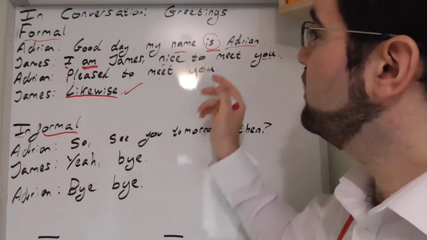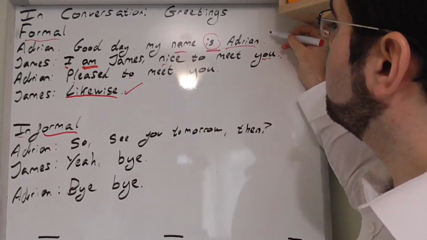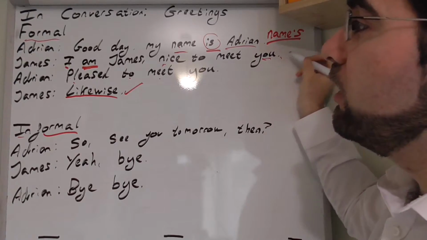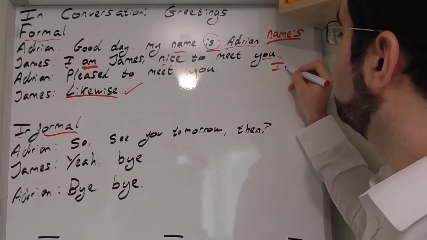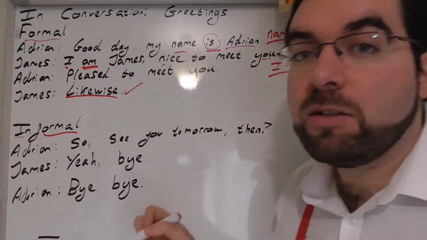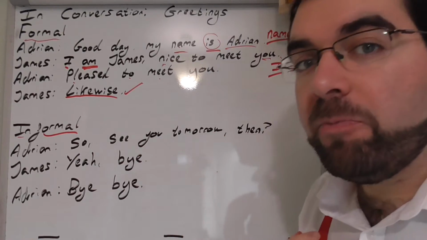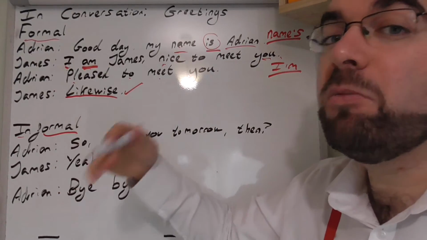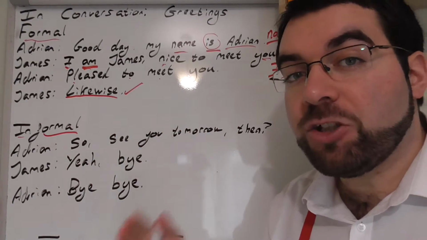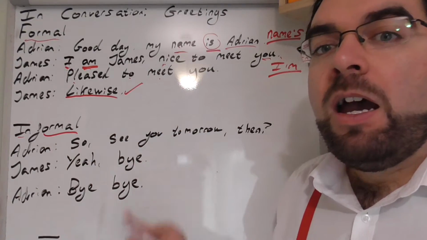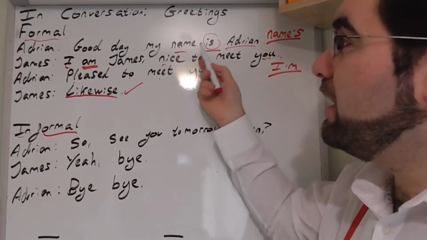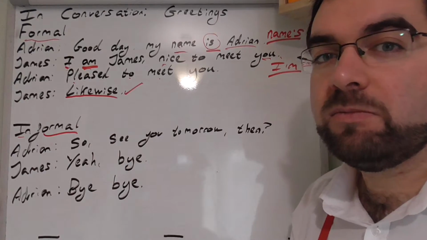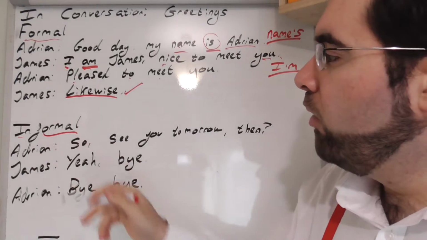Likewise. But notice here, my name is. We didn't say names. It's my name is. I am. That's formal. This is how it's formalized. This is how you make it formal, by saying each individual word, I am, instead of I'm. My name is, not my name's Adrian. Likewise. Very good. So, informal.